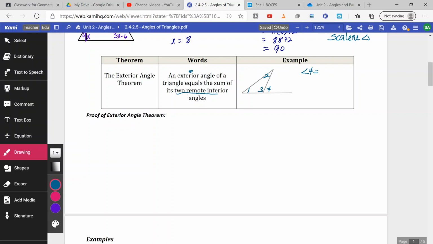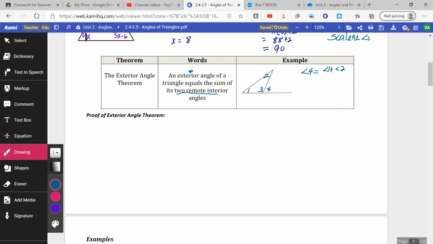So angle 3 is right next to angle 4. That is not a remote interior angle. Angles 1 and 2 being farther away, those are the remote. So angle 1 plus angle 2 will be the example. And we can actually prove this theorem.